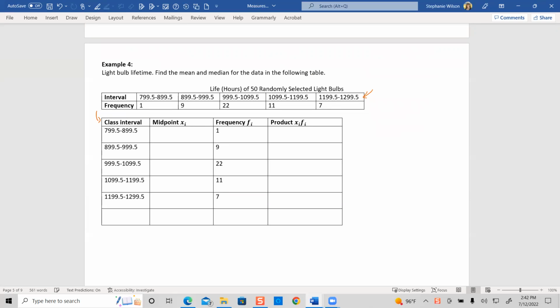Well, to find the midpoint, again, we're going to take the 899.5 upper bound plus the 799.5 lower bound divided by 2. That's going to give me 849.5. I'm going to do the same thing for the next one, and I get 949.5. The same thing for the next one, and the next one.